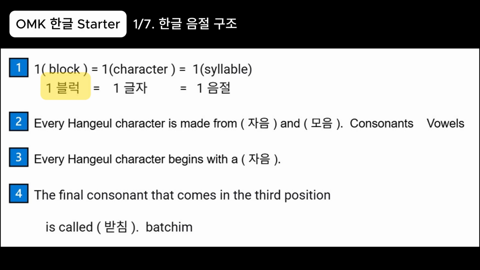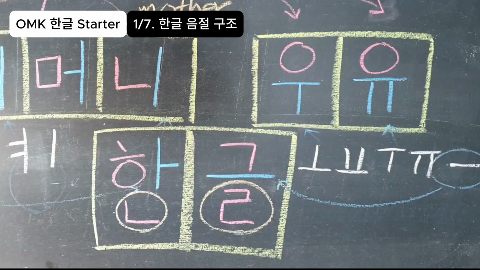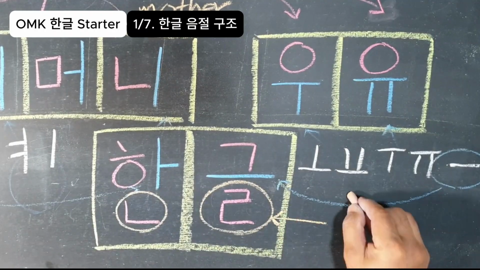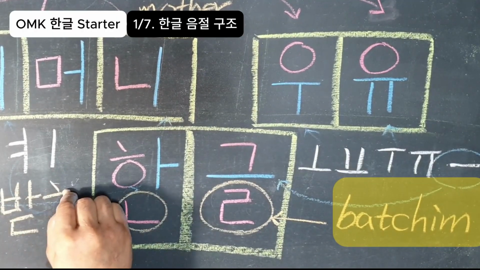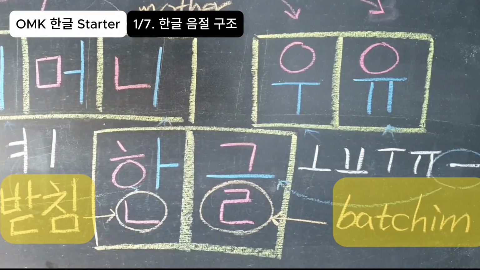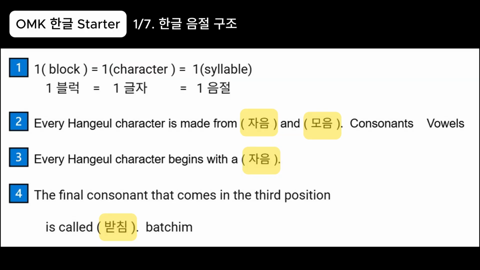Each block contains one character, and that character represents one syllable. Every syllable is made up of 자음 and 모음, and it always begins with 자음. Sometimes there is a final consonant placed at the bottom, and that final consonant is called 받침. 자음, 모음, final consonant, 받침.